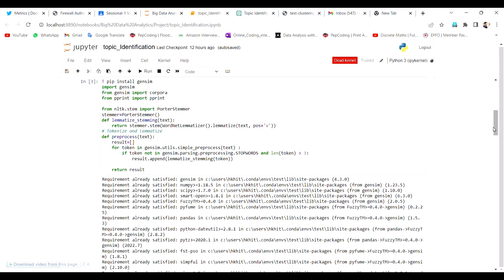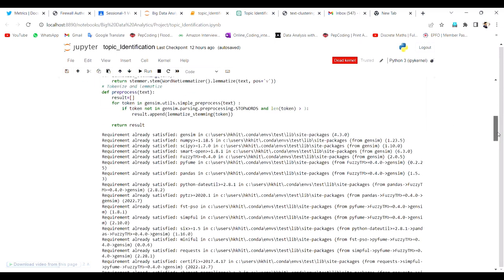So I've already explained the lemmatization. What it does is it takes the words and converts them into the base word, and we are taking all the words as a verb. So this 'v' is representing the verb, and we return the base word. And if we talk about the preprocessing, then we are iterating over the text, and if stop words are coming, then we ignore them. And also, if the length of the word is greater than 3, then only we consider it. Otherwise, we just ignore the word.